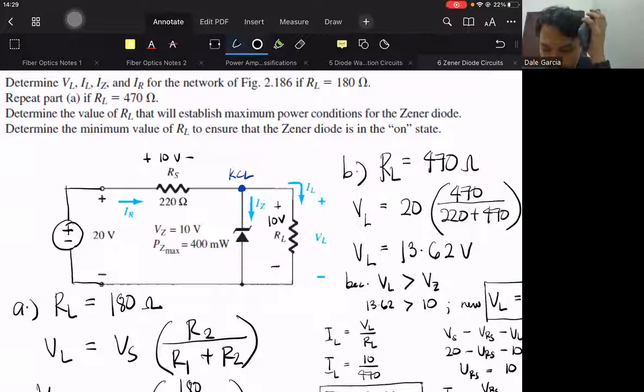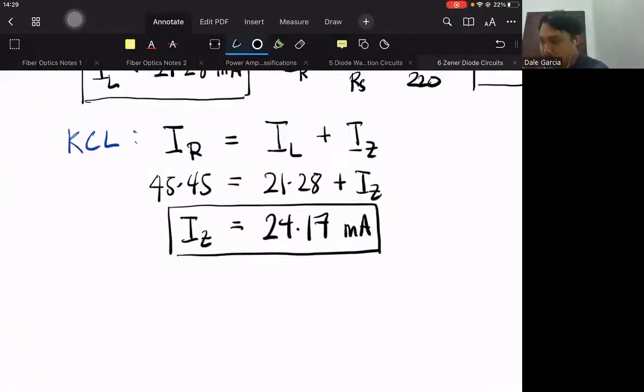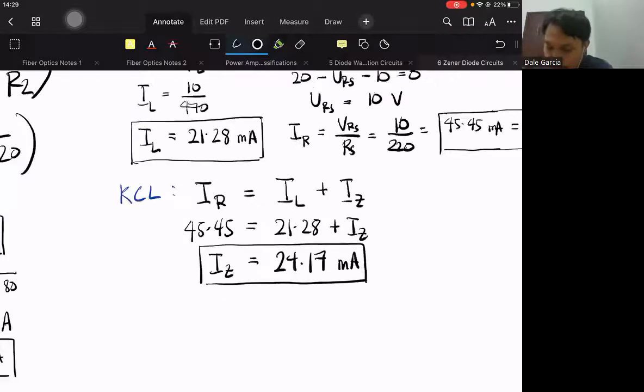Before we proceed to questions C and D, let's check if the Zener diode will not get busted. Although it is reverse biased, let's compute if it is still far from the maximum.